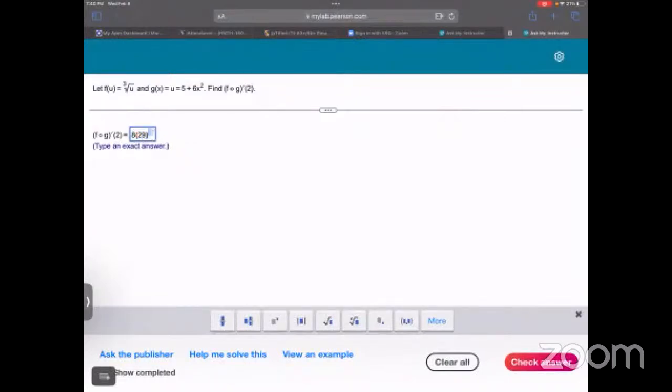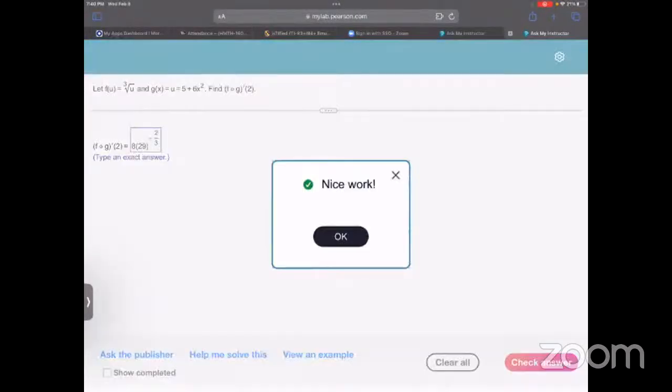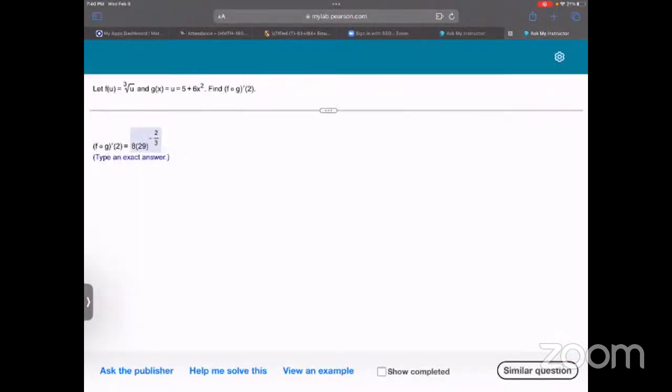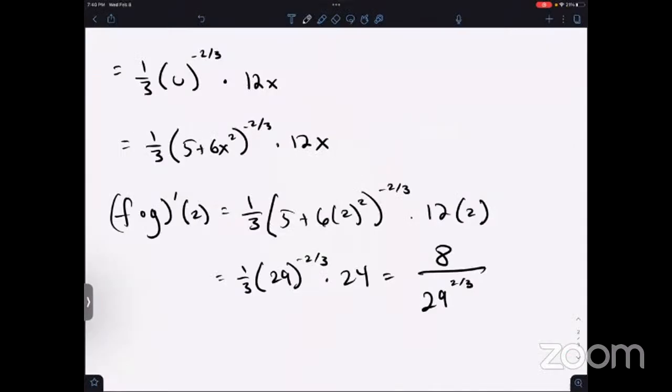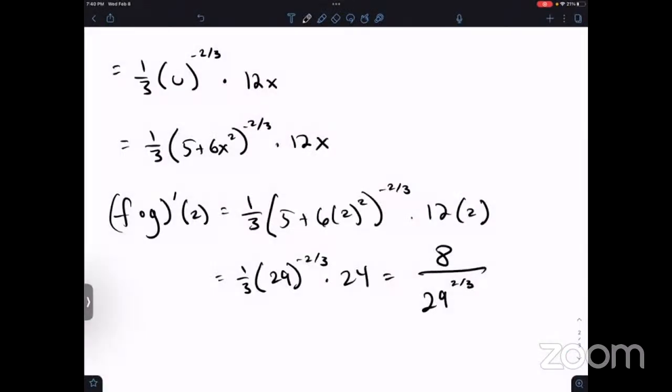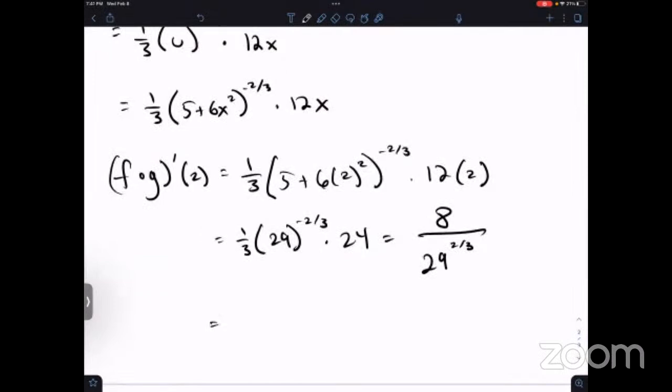Okay, so that's correct. And again, I just used the view an example to get a sense of the form that they wanted, right? Because it's not wrong what we have. They probably would have accepted that as well. But we got they wanted this form. So this one was 8 times 29 to the power of negative 2/3. Did you have any questions there?